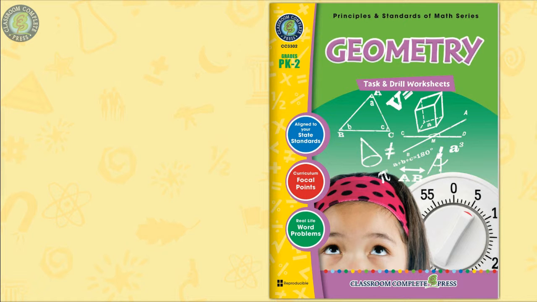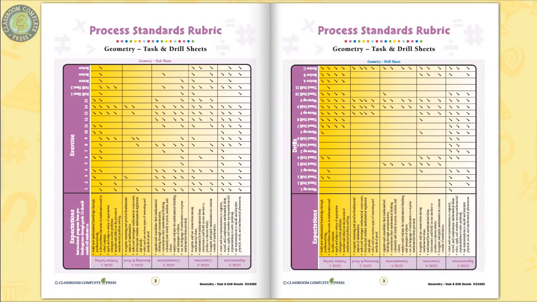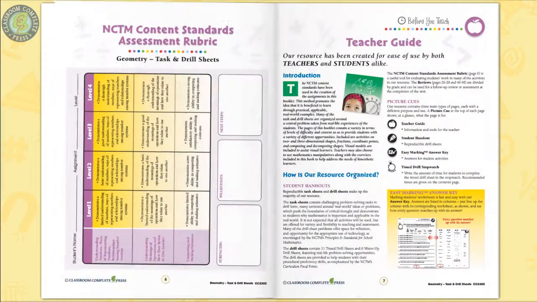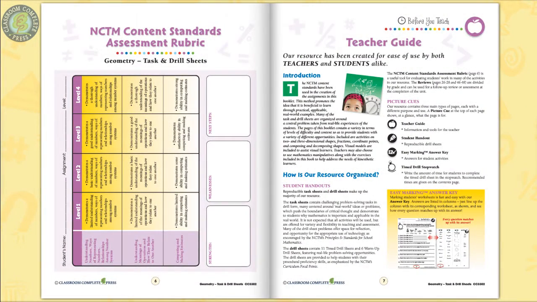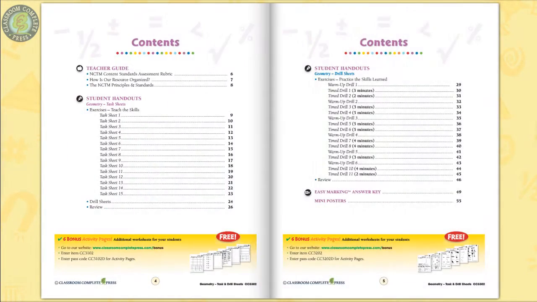Help beginner learners gain confidence by becoming familiar with basic shapes with this resource for grades pre-kindergarten to 2. Combining the task and drill sheets for algebra, our ready-made resource includes rubrics, teacher guide, and a leveled approach to learning that increases in difficulty as you move through the unit.